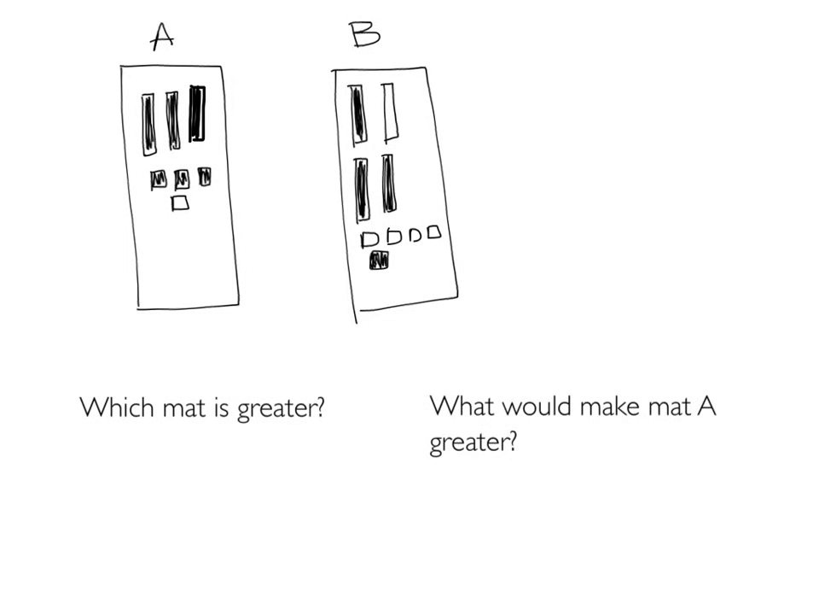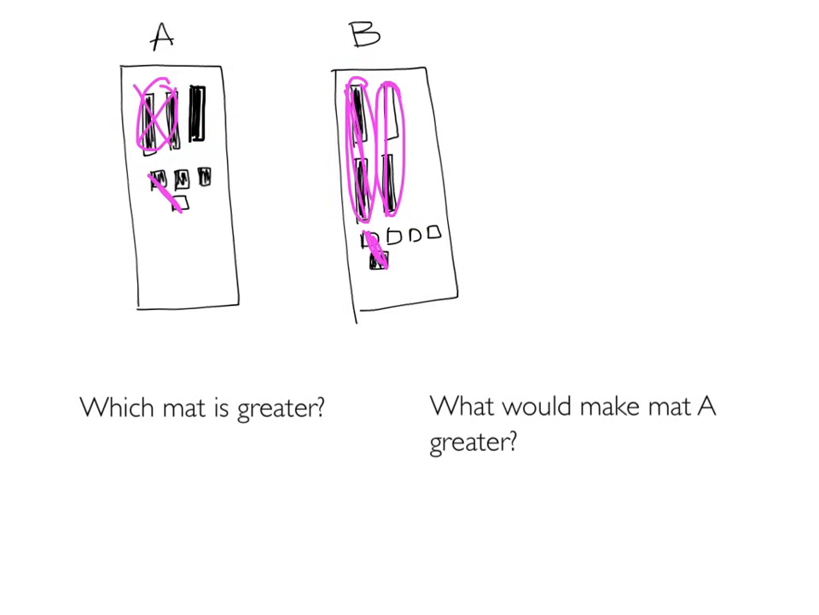Earlier in this unit we were looking at two different equation mats and trying to compare to see which one is bigger. Let's review it real quick and see if we can think of any legal moves. Let's make some zero pairs. Here's a zero pair, here's a zero pair, there's a zero pair there. Another legal move is to take away a couple x's from both sides.